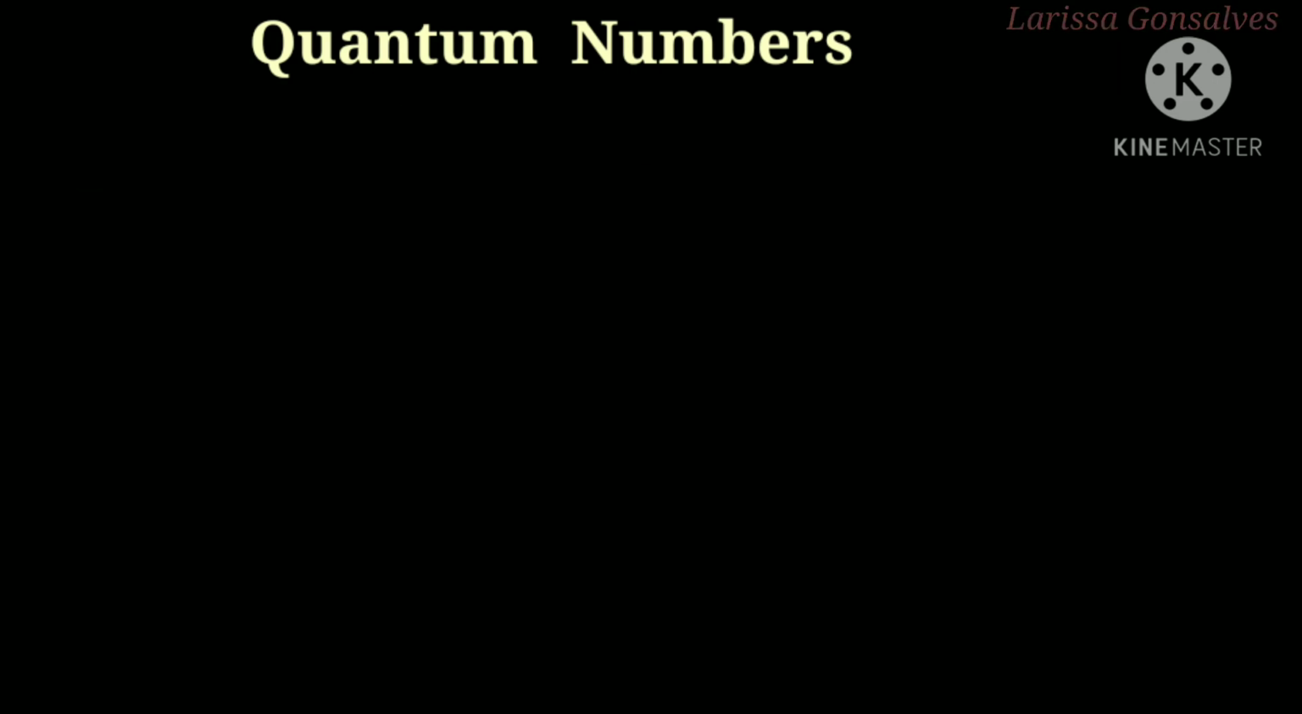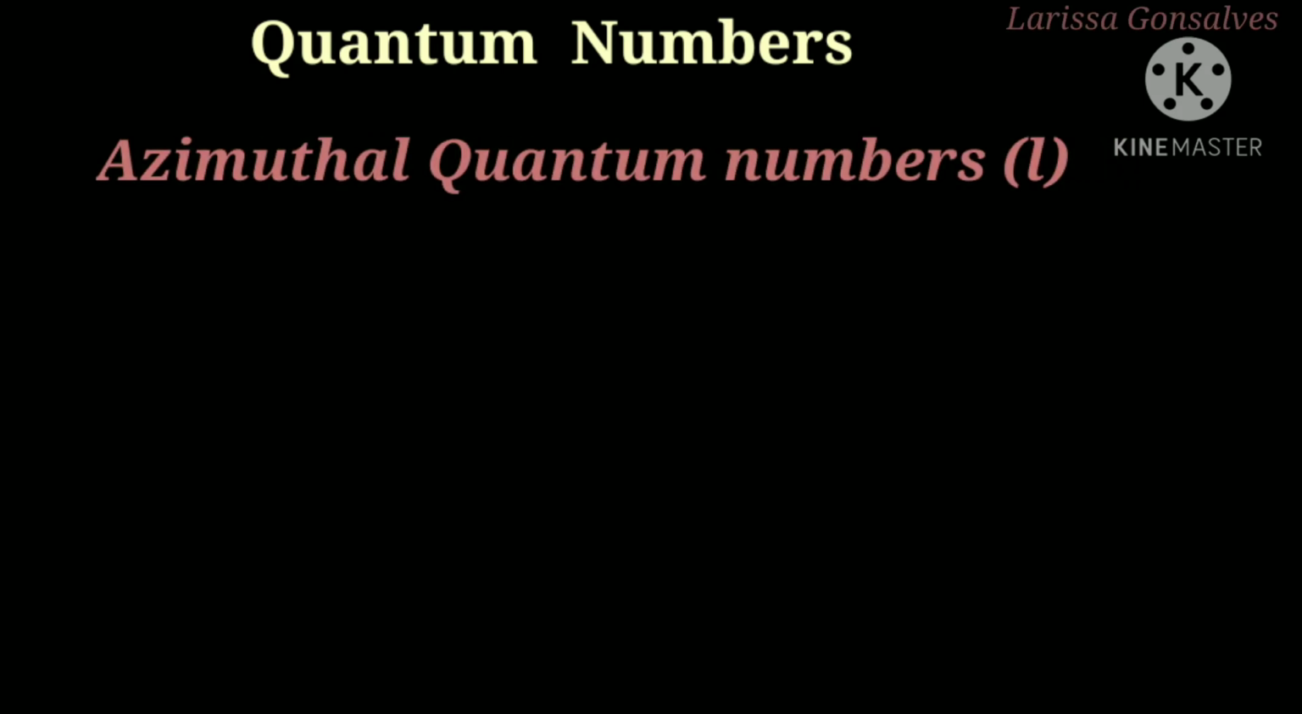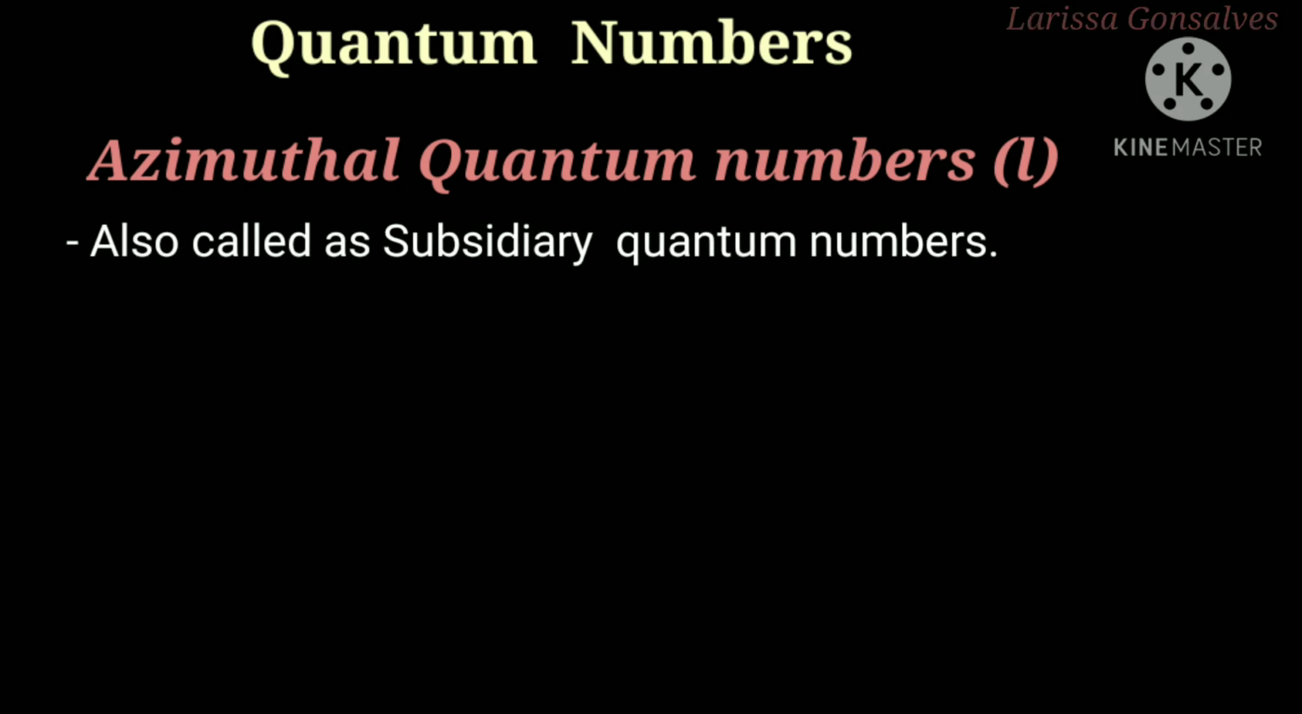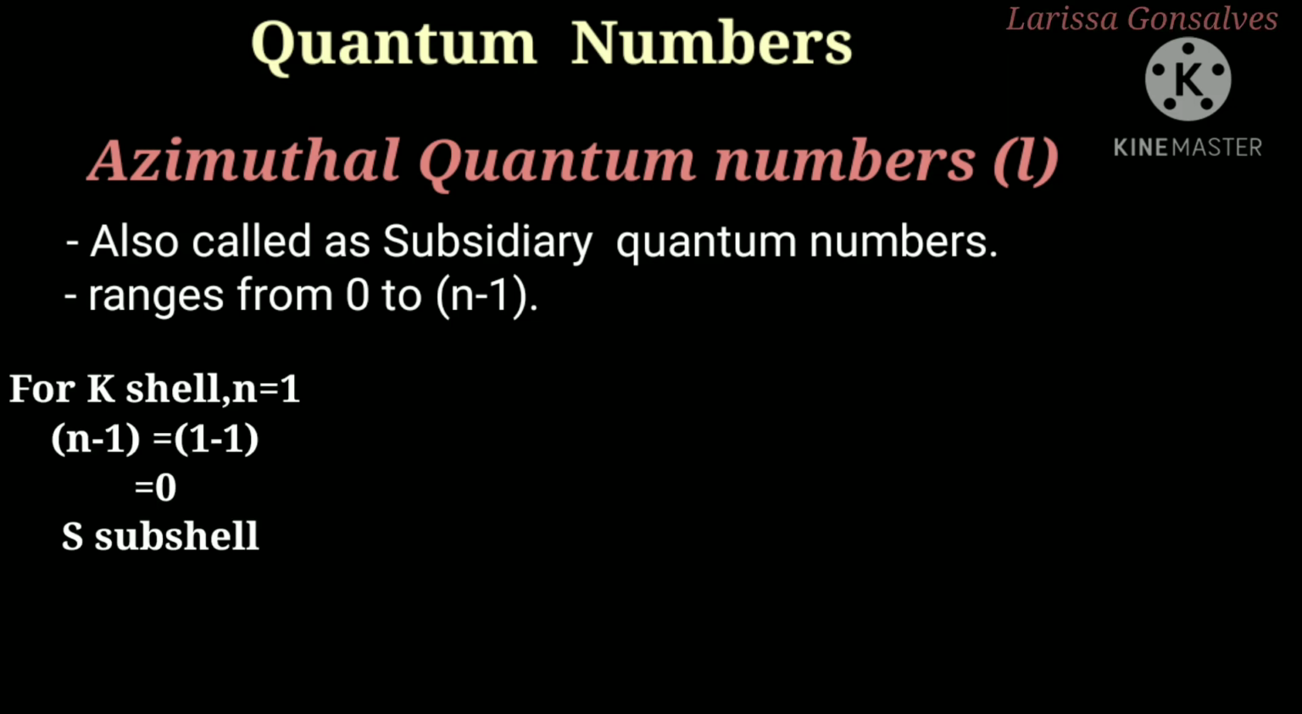The next quantum number is the azimuthal quantum number. It is denoted by small letter l. It is also called the subsidiary quantum number. The azimuthal quantum number l ranges from 0 to n minus 1. For the K shell, we know that n is equal to 1, which means that it contains only one subshell. So the value of l is equal to 0 and that subshell is s.